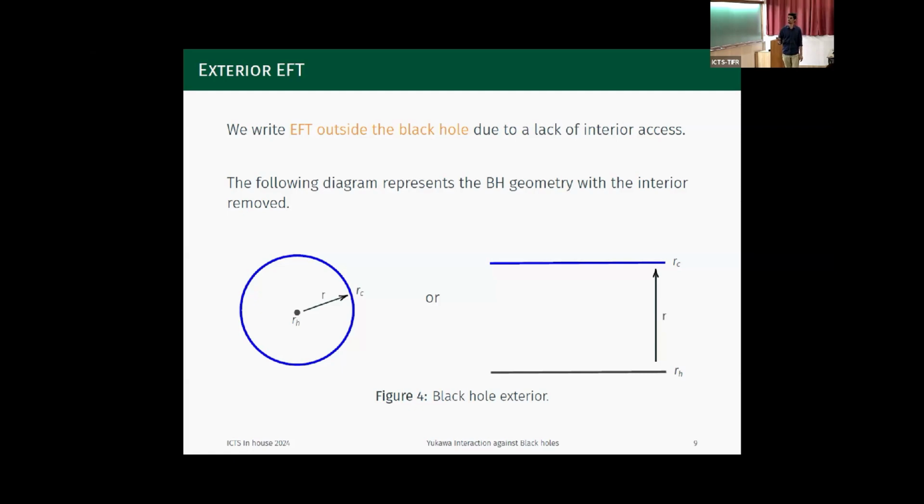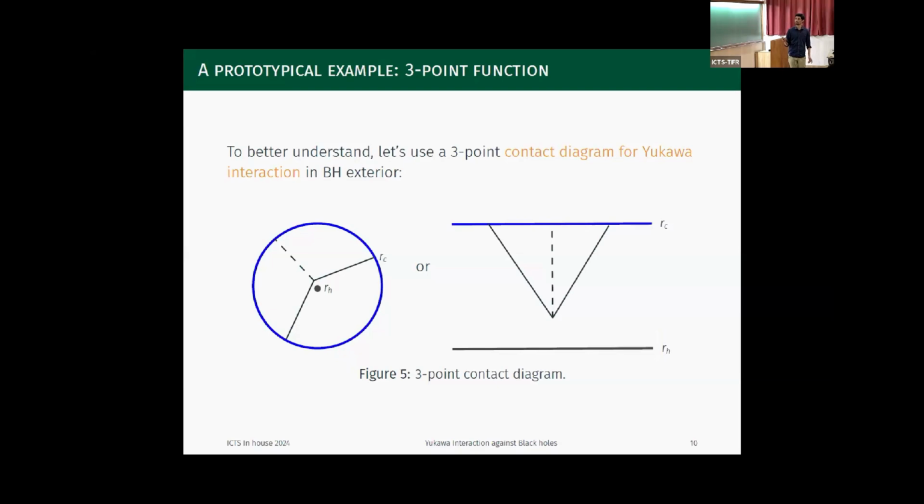Similarly, this diagram can be represented in another way also, where this line is a boundary cutoff, the gray line is the horizon, and R is increasing upward. From now on I will use both of these diagrams equivalently, because both of them represent the same thing. Neither of them has the interior in it, and both are called a black hole exterior. To give a prototypical example, I will take a 3-point function, which will look like this. There are two solid lines and one dotted line. Again, the dashed line represents the scalar boson, and the solid line represents the fermion.